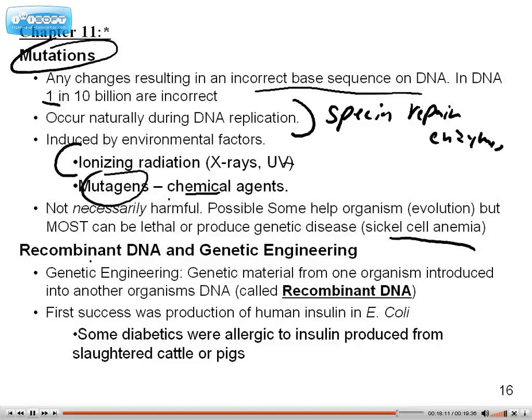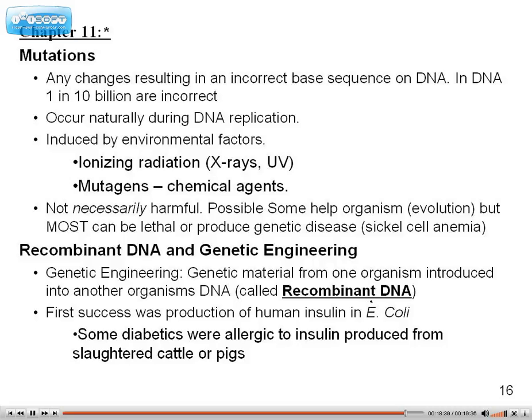Oftentimes, however, we like to change the DNA in a lab on purpose if we've found ways to improve upon a piece of DNA. We call this genetic engineering. Any altered DNA that we've done on purpose, we call it recombinant DNA. One of the best examples of genetic engineering that worked and that we used all the time was altering E. coli so that they would produce insulin.